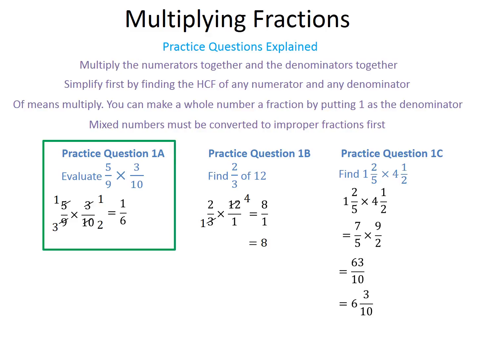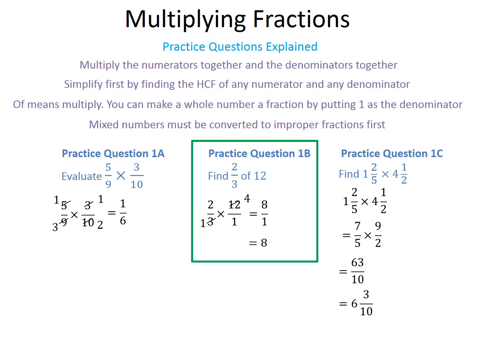So in the first one, I wrote down the question and I looked for things to simplify. The 5 and the 10 could be simplified. 5 goes into 5 once, goes into 10 twice, and the 3 and the 9 were also simplified because 3 goes into 3 once, and it goes into 9 3 times. So my new fractions were 1 over 3 and 1 over 2. I multiplied my numerators, got 1, multiplied my denominators and got 6, and that was my answer.